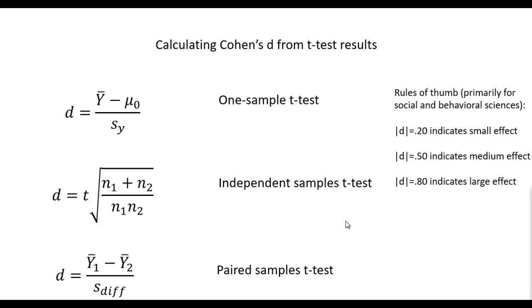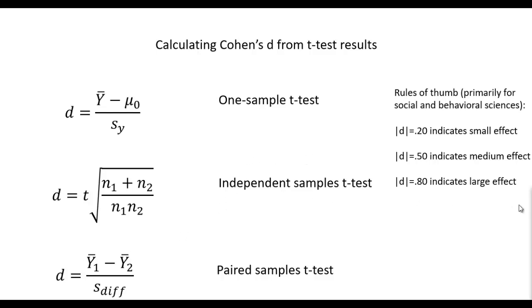So Cohen's d is one index of effect size that's generally used in the context of carrying out t-tests. And so what I thought I would do in this particular video is just go over how to compute Cohen's d and really just try to provide some fairly simple formulas and then demonstrate those computations with some illustrations using SPSS.